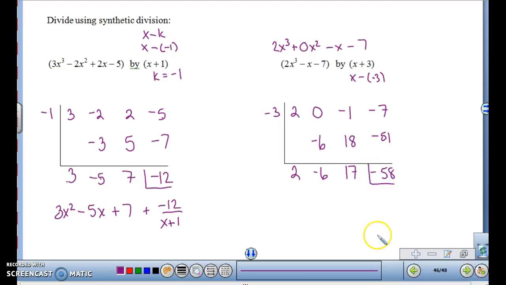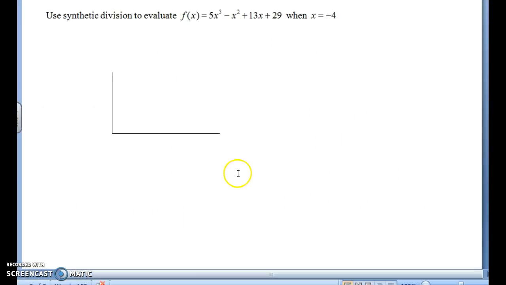So that is your remainder. This is your polynomial coefficient. All right, so these are the coefficients of your polynomial quotient. So this is going to be 2. Since this is x cubed, this will be x squared minus 6x plus 17, and then plus -58 over x plus 3 is your remainder. So there we go, synthetic division. All right, we have one more.